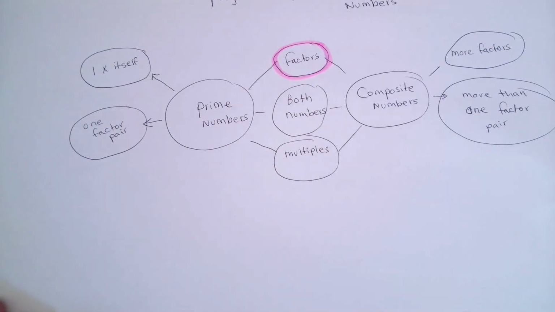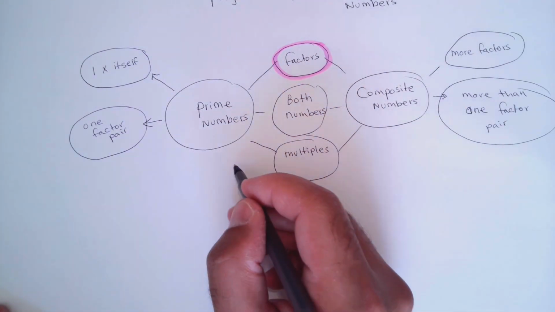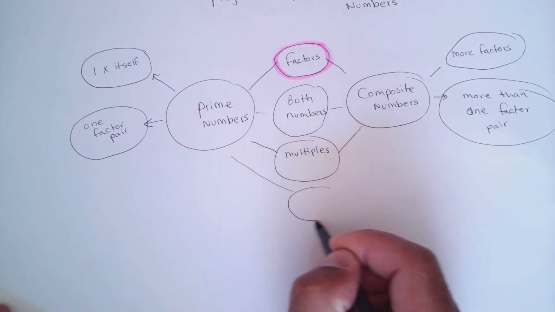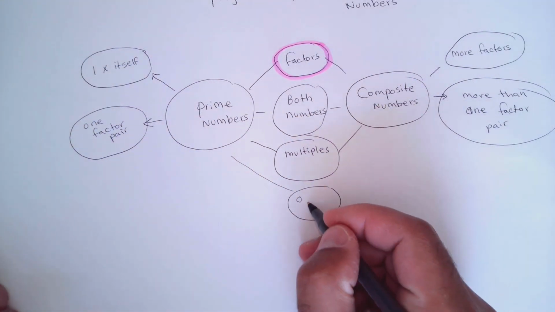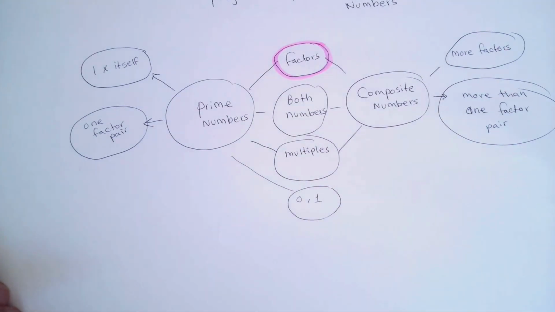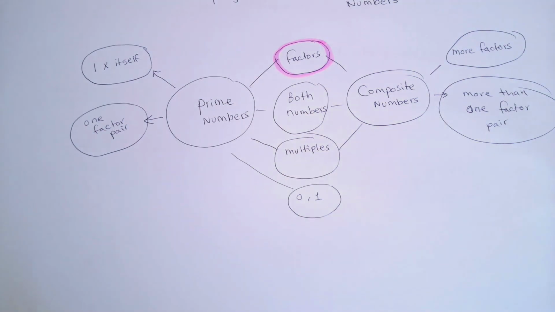Okay, so let's go over our numbers here. Both prime and composite numbers can't use the number 0 because 0 means nothing. So nothing means there's no quantity. And 1 is a structural number. 1 is that number that you have to use to make up numbers. So it can't belong to either group.